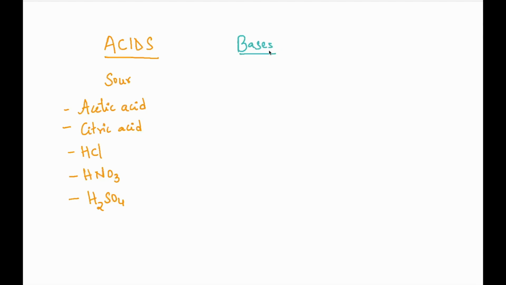Bases, on the other hand, taste bitter and they can be considered the chemical opposite of acids. Some important examples include potassium hydroxide, sodium hydroxide, which is commonly used in the preparation of soaps, and ammonium hydroxide.